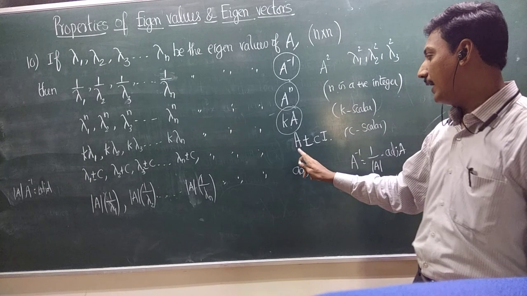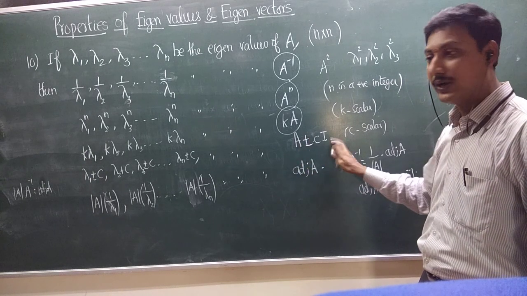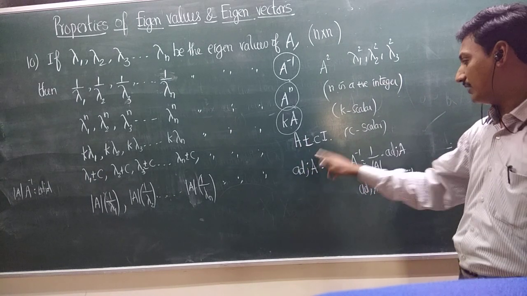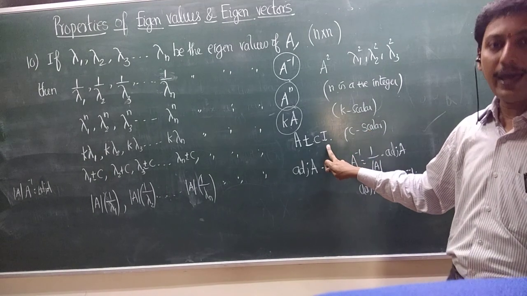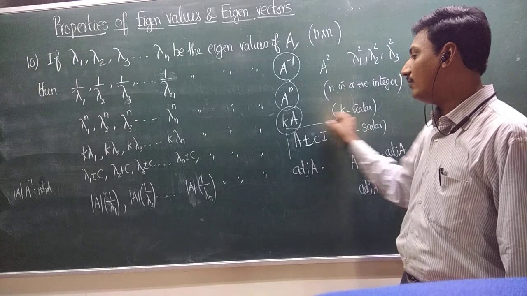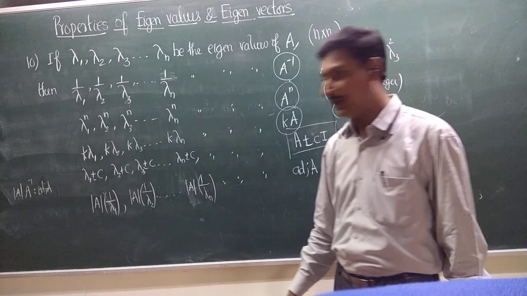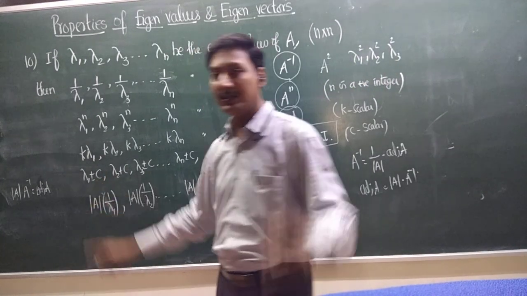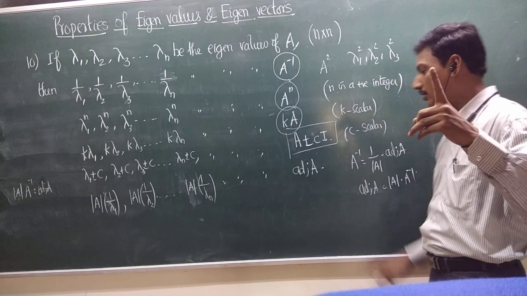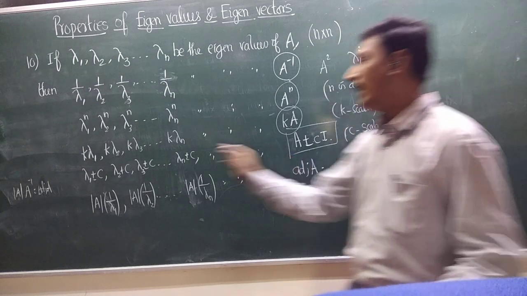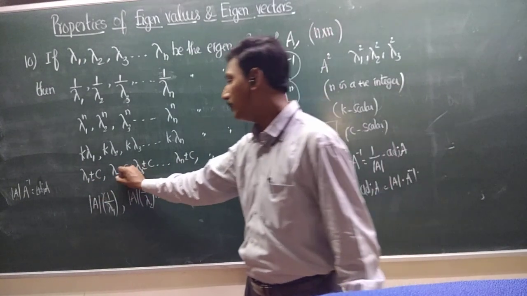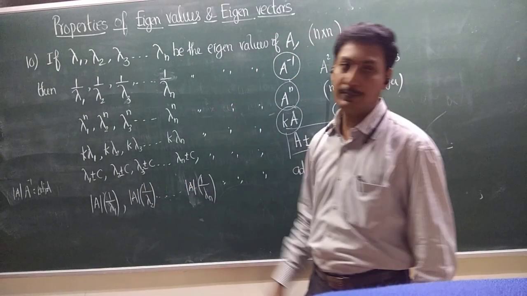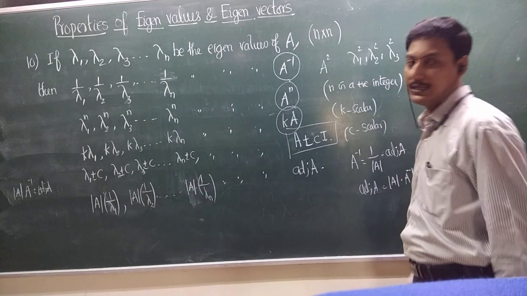What about A plus or minus C into I? C is a constant, a specific value or scalar value, and I is the identity matrix. Then the eigenvalues of A plus or minus C I are nothing but the same thing. Understand? The identity matrix is 1, so C into 1 is C. So add or subtract it with the eigenvalues: lambda 1 plus or minus C, lambda 2 plus or minus C, lambda 3 plus or minus C, etc., lambda n plus or minus C.